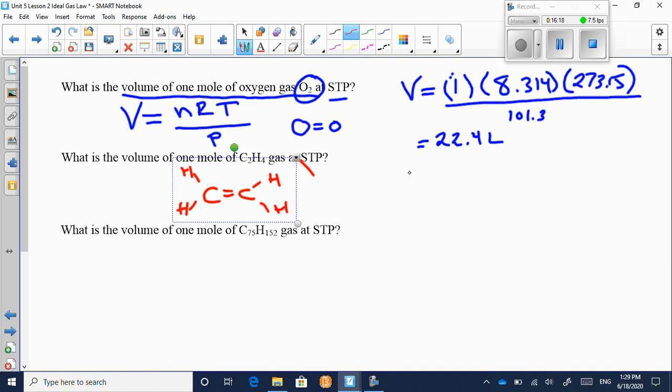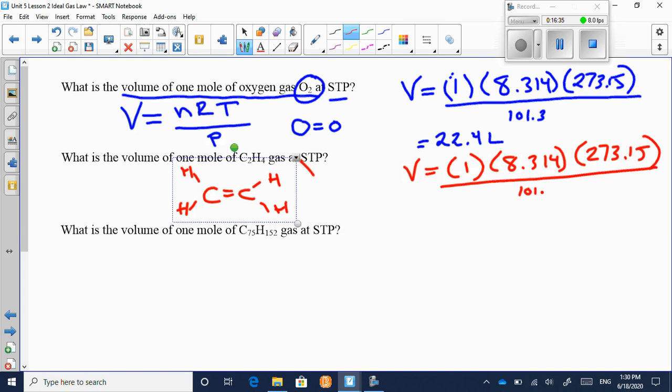Well, let's try it. So the volume is equal to 1, that's the number of moles, 1 mole, times 8.314 times 273.15, that's the temperature at STP, divided by the pressure, 101.3. Oh, it's the same equation. So guess what? It's the same volume. So interesting, the volume of a mole of gas doesn't change, even though this is a bigger molecule.